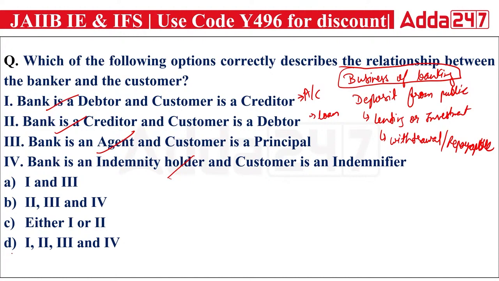It means all are rightly described relationships between a bank and a customer. The right answer will be your D option.